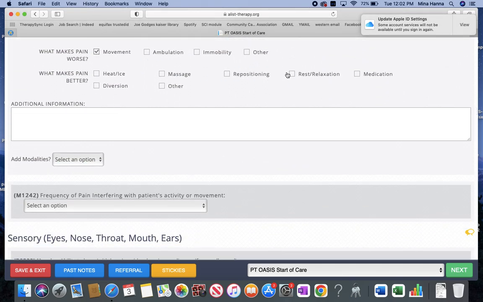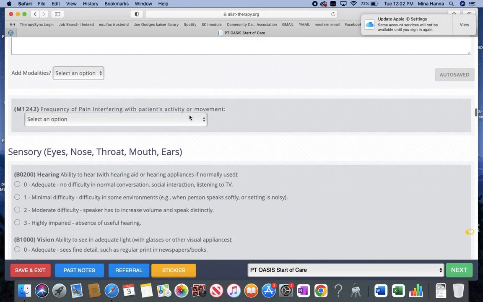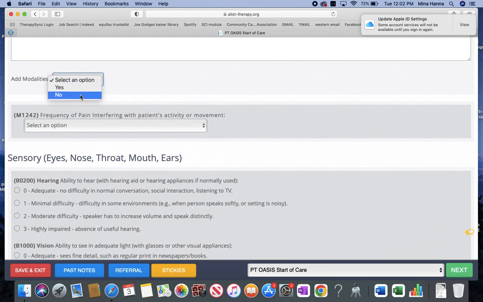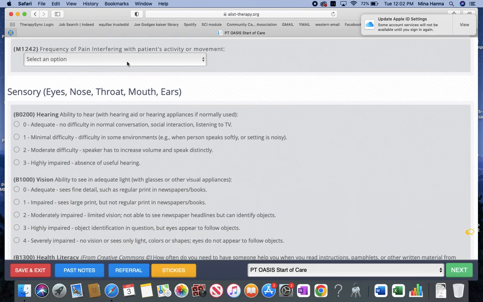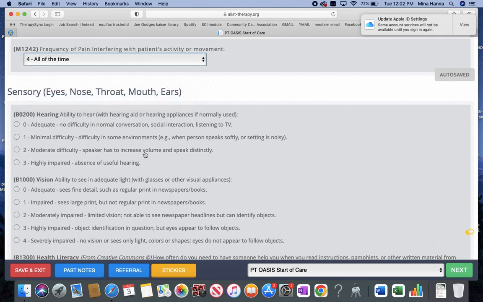It hurts when he moves. It helps when he rests. And maybe he takes medication. Your aggravating and easing factors. Modalities, no. If you forget to leave it, answer it. It's not a big deal. Frequency of pain. He says he's getting it all the time, so he can put all the time.